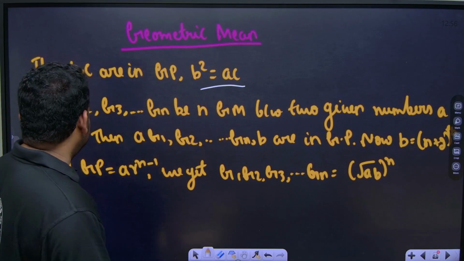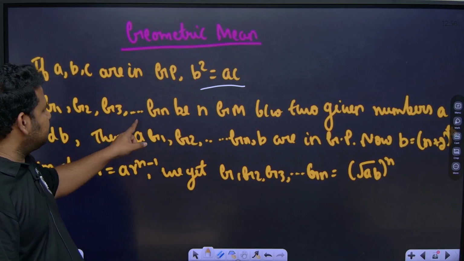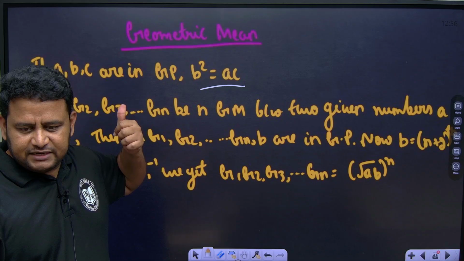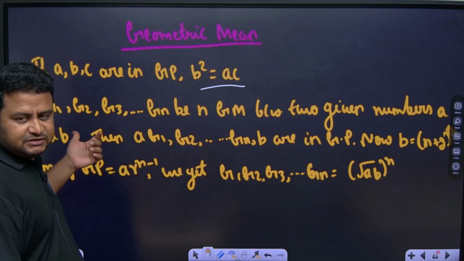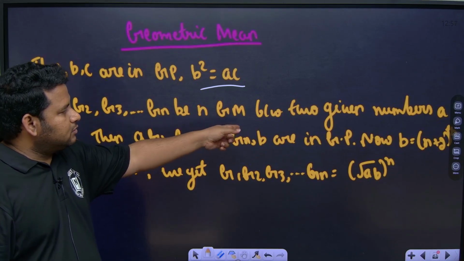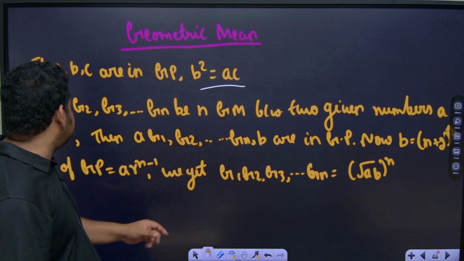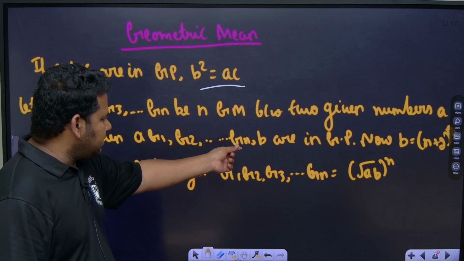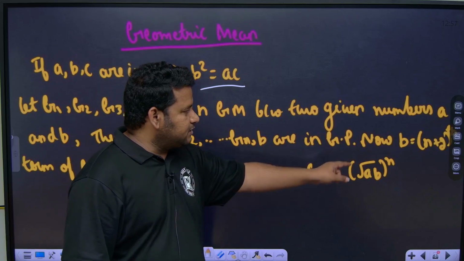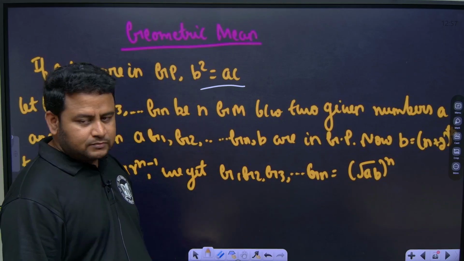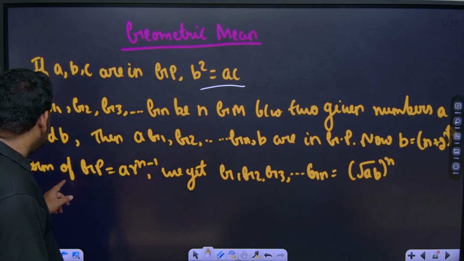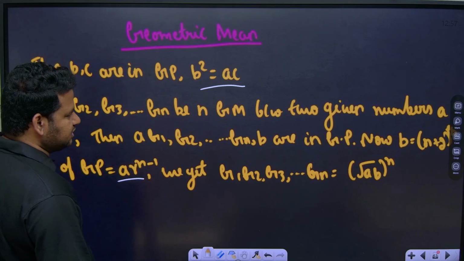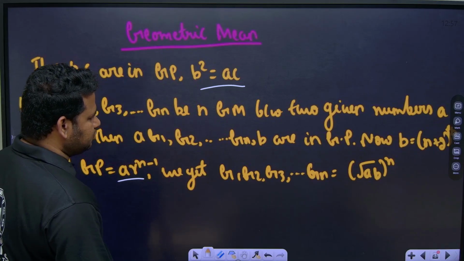This is geometric mean. So let G1, G2, G3, up to Gn be n geometric means between two given numbers A and B. Same thing; there we used A1, A2, A3 because that is AP. Here we are using G1, G2 up till Gn. Then A, G1, G2, G3, up to Gn, B are in GP. Now B is the n plus 2 term. The nth term of GP is given by A r to the power of n minus 1.